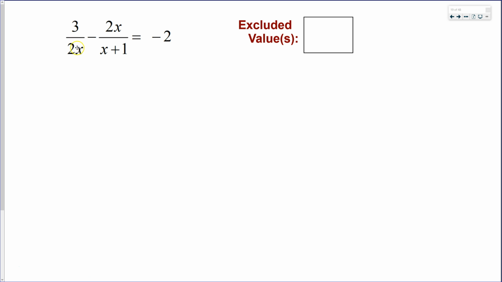So here, if x were 0, that whole denominator would be 0. And here, if x were -1, the denominator would be 0. So let's just go put those in the box.